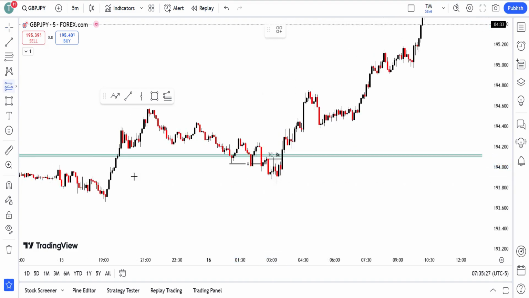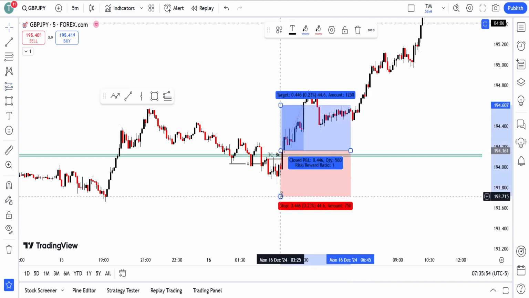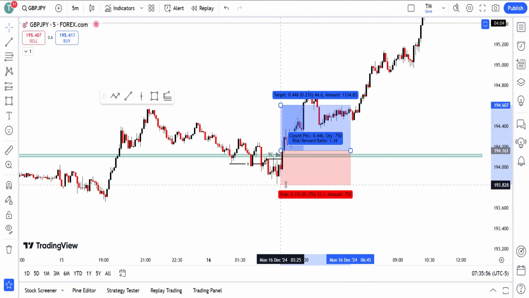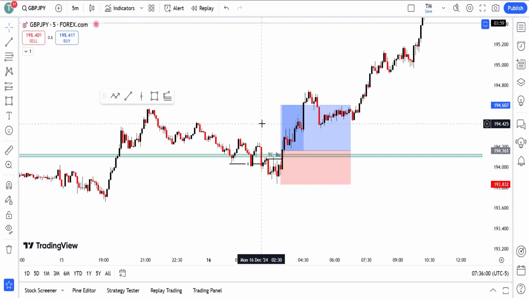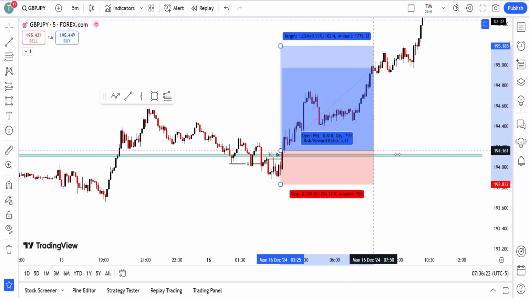Step 6: Enter the trade and set a stop loss. We placed our entry as soon as the market structure shifted. The stop loss was set just below the most recent 5-minute swing low to minimize risk. Our target was a 1-to-3 risk-reward ratio, meaning for every $100 risked, we aim to make $300.